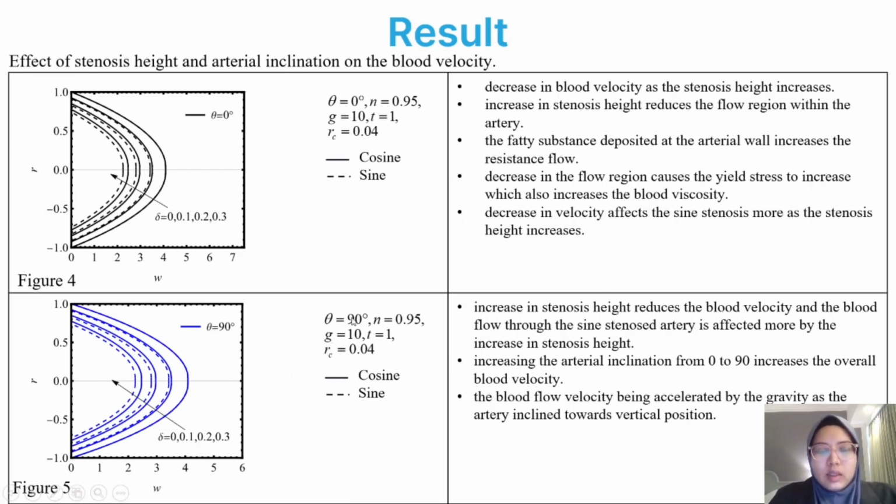Okay. Next, when we increase the arterial inclination to 90 degrees, as in figure 5, we can see an almost similar trend, in which an increase in stenosis height reduces the blood velocity, and the blood flow through the sine stenosed artery is affected more by the increase in stenosis height. However, increasing the arterial inclination from 0 degrees to 90 degrees increases the overall blood velocity, and the blood flow velocity is accelerated by gravity as the artery is inclined towards the vertical position.